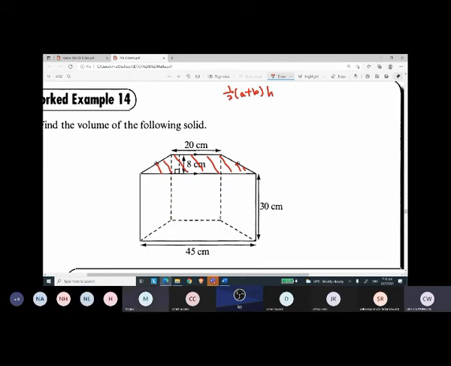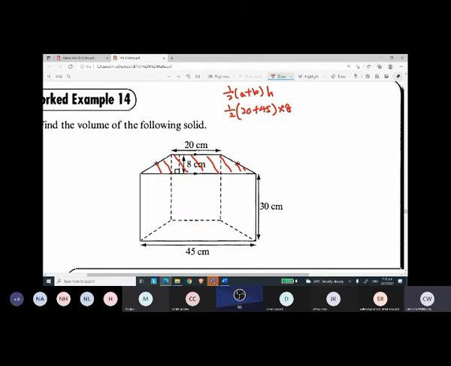Now you tell me what is A and B. What is A? A is 20. Yes, very good. What is B? 45. Very good. What is the height of the trapezium? 30? No, it's not. It's 8. Now, this is the area of the trapezium, I told you, isn't it?